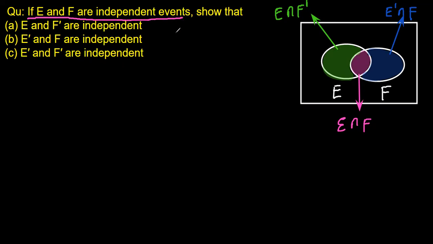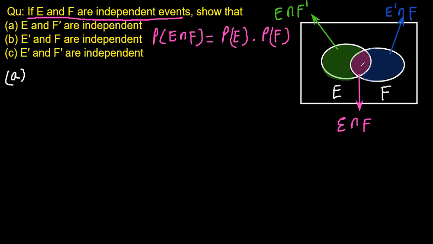E and F are independent events. So you can say the probability of E intersection F will be equal to PE multiplied by PF. E intersection F complement and E intersection F together form the event E. They are disjoint events also, so we can say P of E intersection F complement, that is the green part there, plus the probability of E intersection F, that is the pink event, together should be the same as the probability of E.